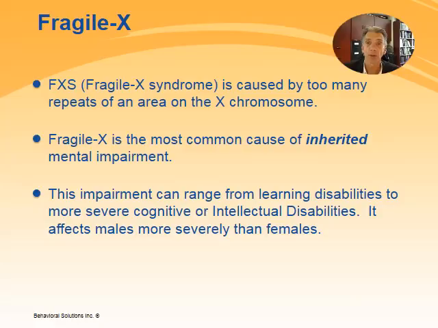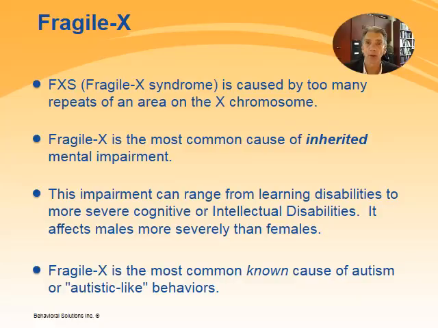Fragile X is also the most common known cause of autism or autistic-like behaviors. Notice that a more severe case of Fragile X will potentially produce a triple diagnosis of Fragile X, autism, and an intellectual disability, again demonstrating the potential for complex diagnostic profiles to arise starting with a single diagnosed cause.